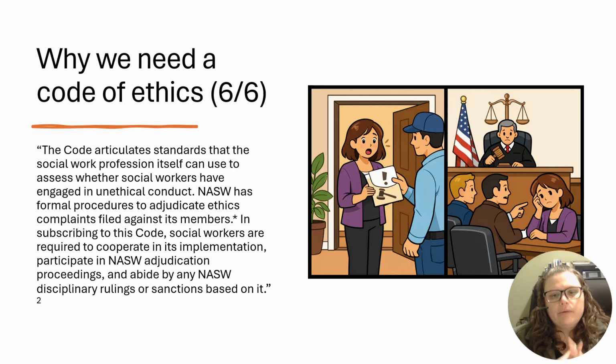So the sixth reason why we need a code of ethics. This one is about consequences. If you're not following the code of ethics, how does it say it here? Social workers are required to cooperate in its implementation, participate in the National Association of Social Workers adjudication proceedings, and abide by disciplinary rulings or sanctions. It tells you what's wrong and expects you to not do those things. And it also tells you what can happen if you do those things.